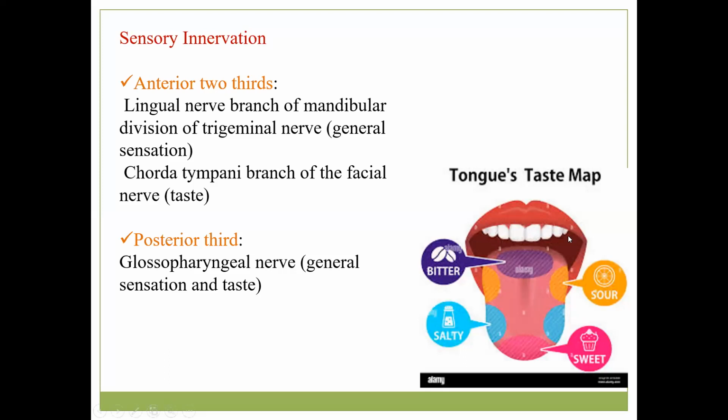So this picture shows the tongue's taste map. The tip of the tongue identifies the sweet taste. That is why when we taste some sweet things, we stick out the tip of the tongue, not the middle part.